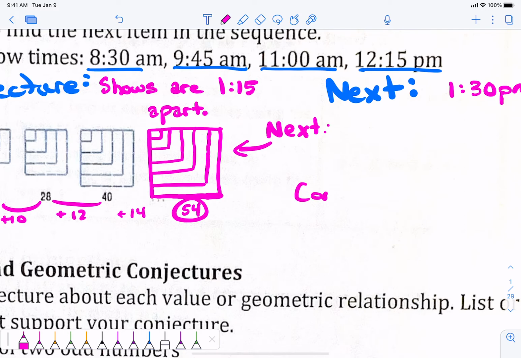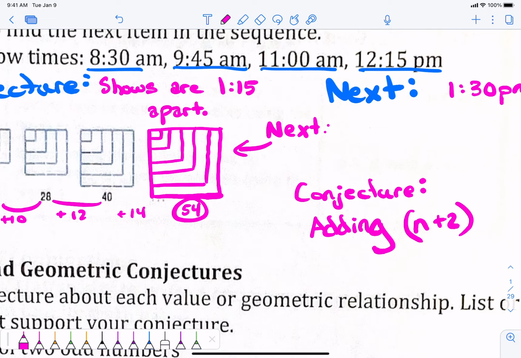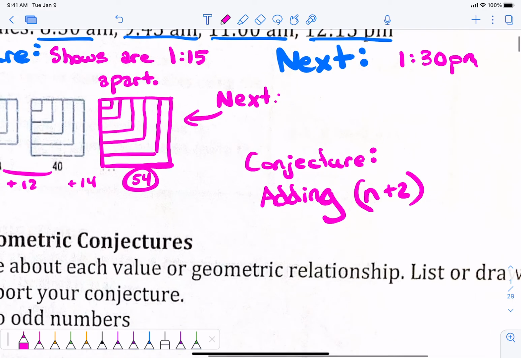But then what's the conjecture? We said this morning that you're adding, but you're not adding the same number every time. You're adding n plus 2, like the one right before it plus 2 more than that, right? We just said adding n plus 2 to each term. Does that make sense?